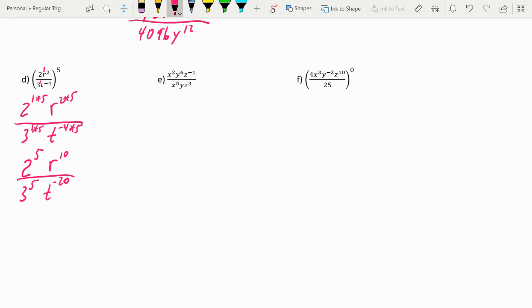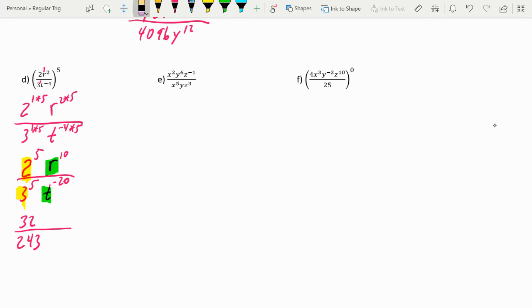Okay. Now my first thing is I'm going to look at those bases. Are these bases the same? No. So I'm not going to worry about trying to subtract exponents. I'm just going to grab my calculator and figure out what 2 to the 5th is. 2 to the 5th is 32. 3 to the 5th is 243. All right. Now I'm looking at these bases here. Are those bases the same? No, they're not. So I can't do anything with them.